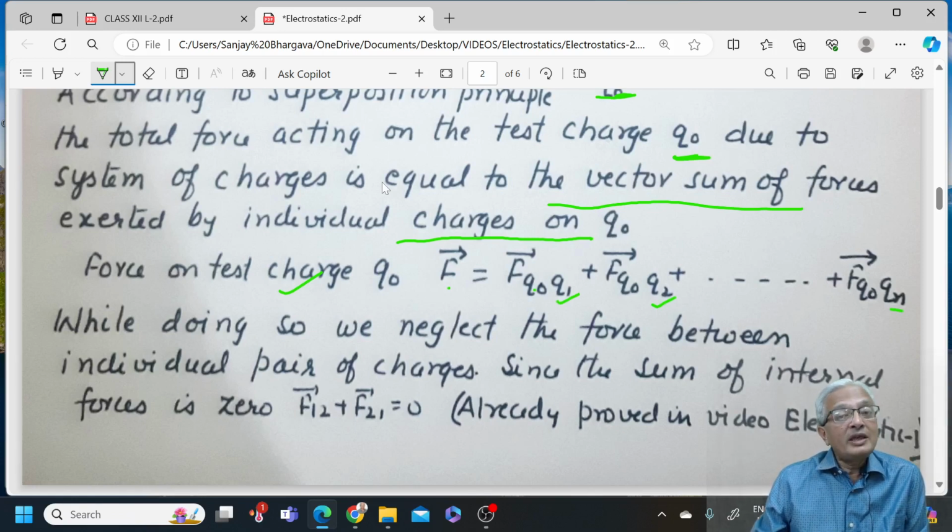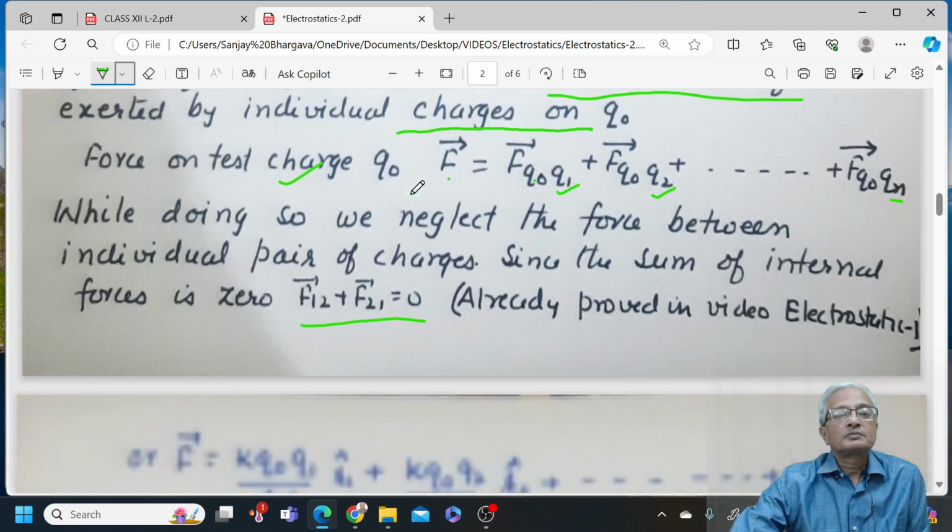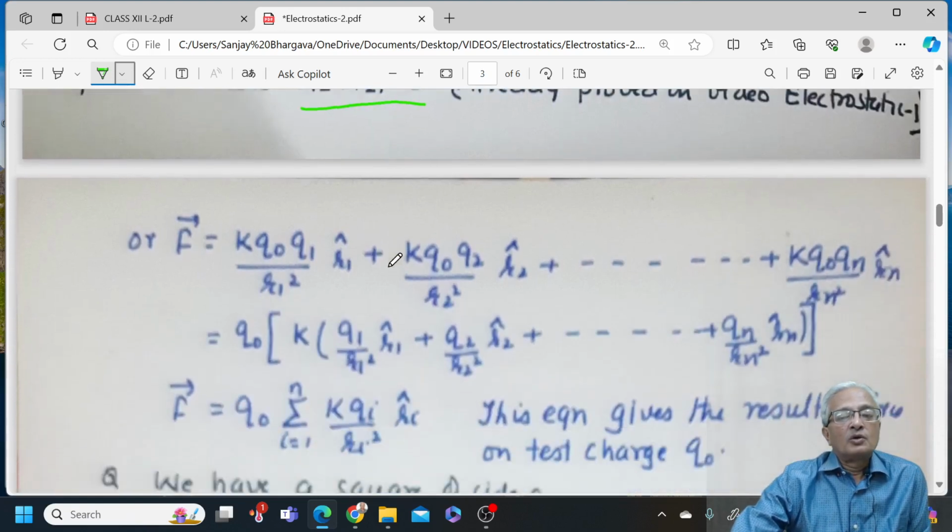Now, will there be a force between Q1 and Q2? Naturally, both the charges are present, there must be a force. But while using this superposition principle, we neglect the force between individual pairs of charges. Why? Because in the first lecture, we already proved that the sum of internal forces acting on a system of charges is 0, and we proved F12 plus F21 was 0.